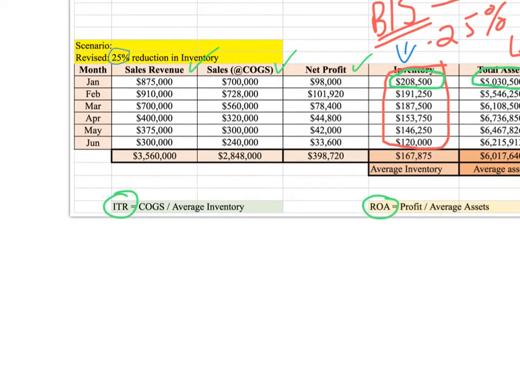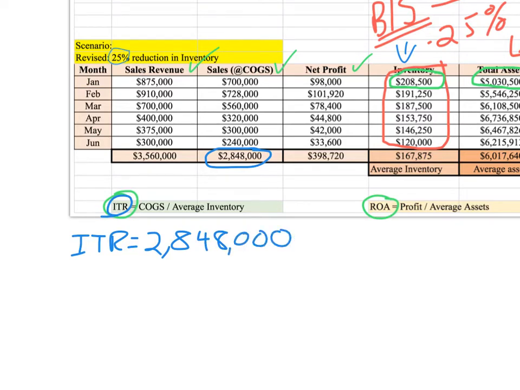Let's go back and start with ITR. We'll do ITR in blue. We know our formula for ITR, which is cost of goods sold divided by the average inventory. Our cost of goods sold still stays the same, because we didn't change anything. 2,848,000 is our cost of goods sold.